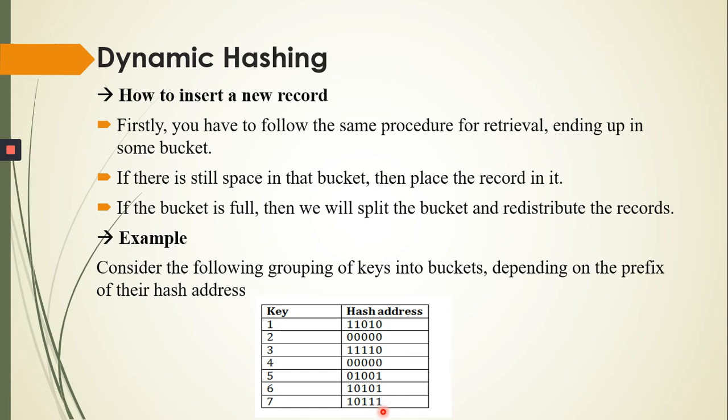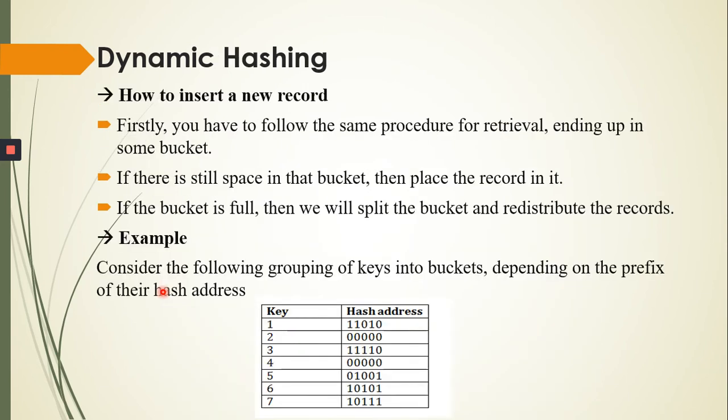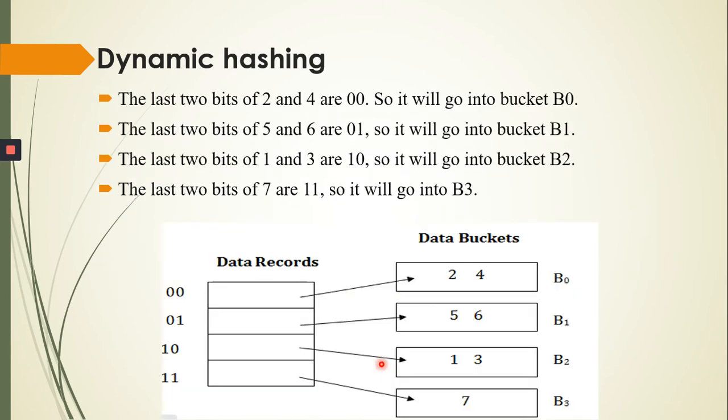Okay, remember these last two bits. Now see here, we are using 00, 01, 10 and 11 as we are using 2 bits. So the possibilities for data records are 00, 01, 10 and 11. Now, find 00. For 00 we will get 2 and 4. So 2 and 4 are put over here, and we name the bucket B0.